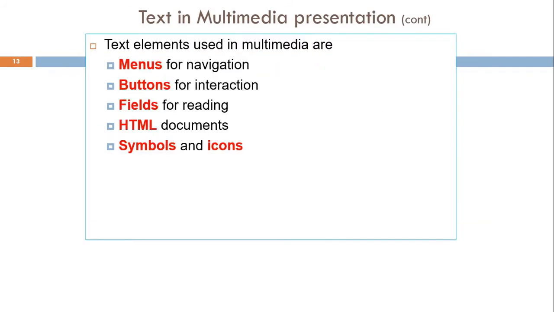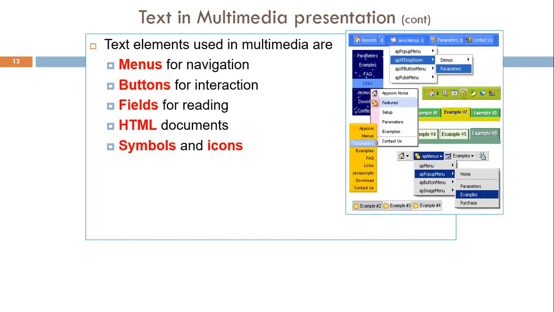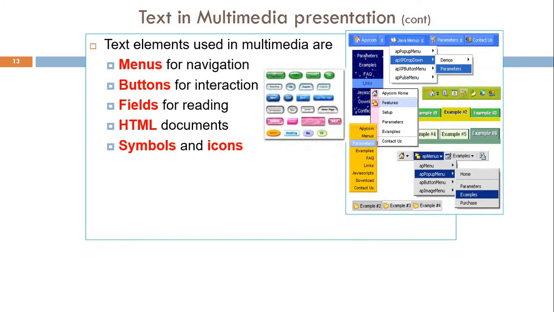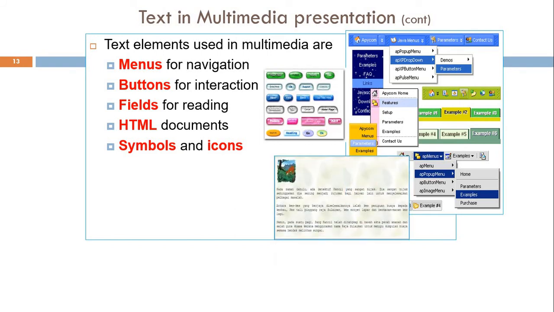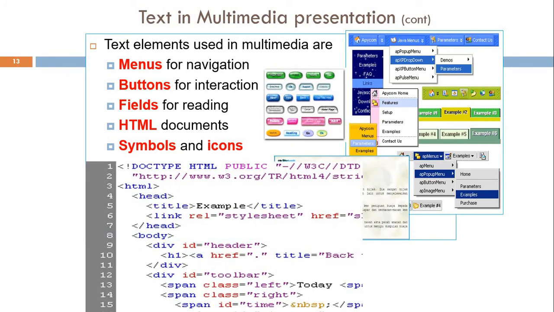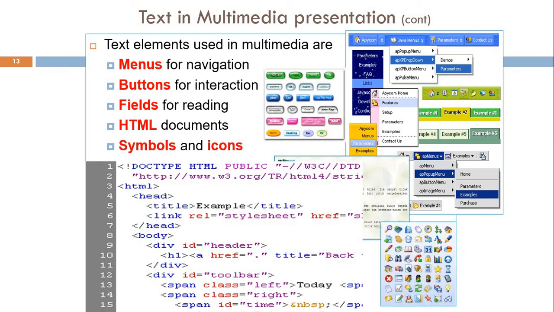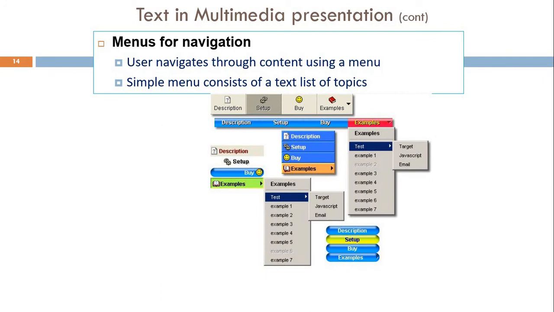Here are the examples of text elements used in multimedia. Menus for navigation. Buttons for interaction. Fields for reading. HTML for documents. And, as symbols and icons. This is an example of menus for navigation. It allows users to navigate through content using a menu. A simple menu consists of a text list of topics. For example, this menu consists of test and example 1 to example 7.